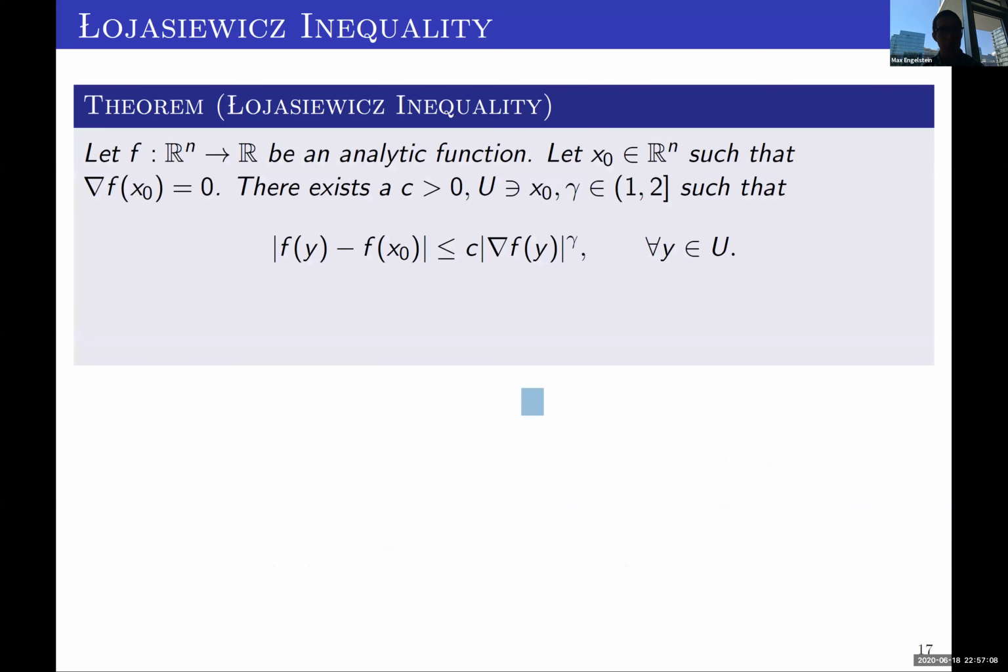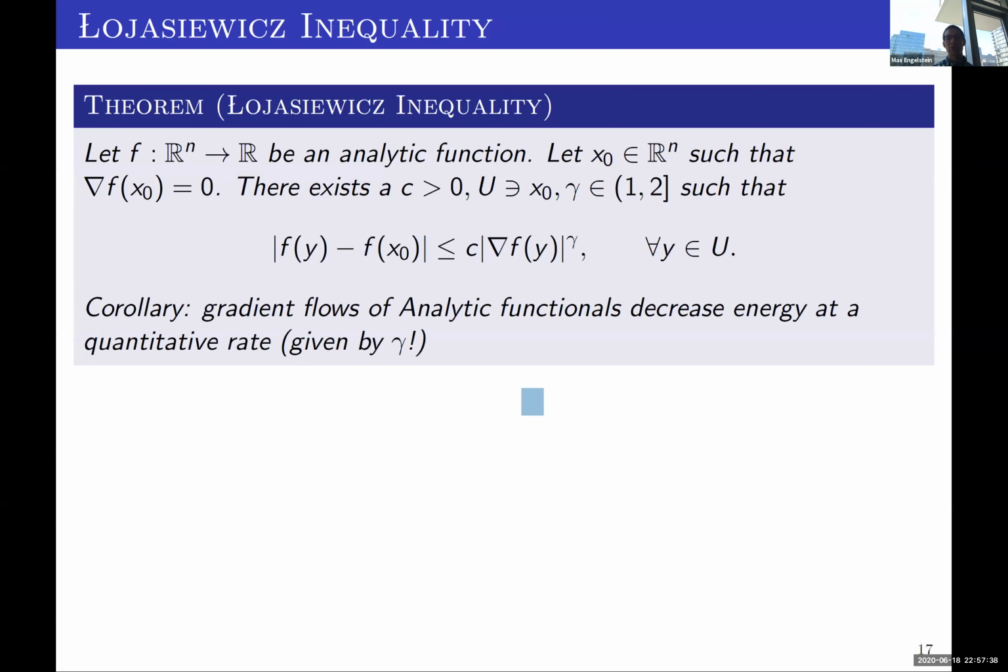So maybe in my last minute or two, let me just tell you a little bit about the Łojasiewicz inequality, because it's kind of cool. The Łojasiewicz inequality says that near a critical point, an analytic function grows at a certain rate, and that rate is captured by this exponent gamma. And this exponent gamma is exactly the exponent gamma that we get in our epiperimetric inequality, maybe divided by 2 or subtracted 1 or something like this. And as a corollary, it tells us exactly what we were talking about in the previous slide. Gradient flows of analytic functions decrease energy at a quantitative rate. And this quantitative rate is given by gamma.